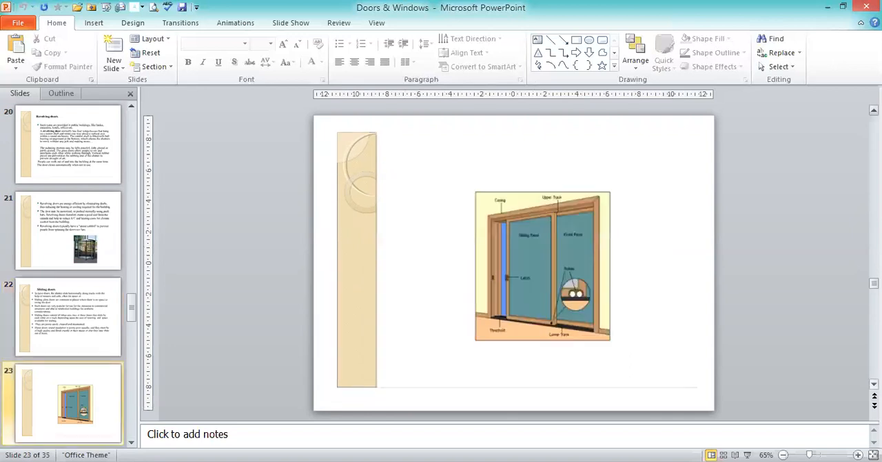The picture shows the sliding door. Sliding takes place in one direction.